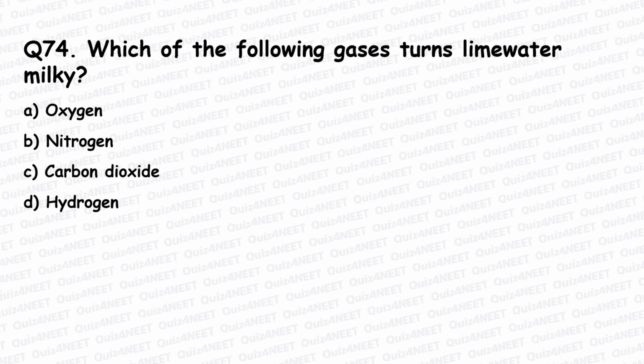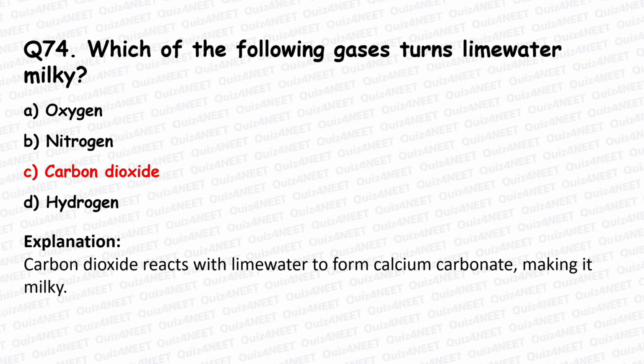Q74. Which of the following gases turns lime water milky? A. Oxygen, B. Nitrogen, C. Carbon dioxide, D. Hydrogen. C, carbon dioxide. Explanation. Carbon dioxide reacts with lime water to form calcium carbonate, making it milky.